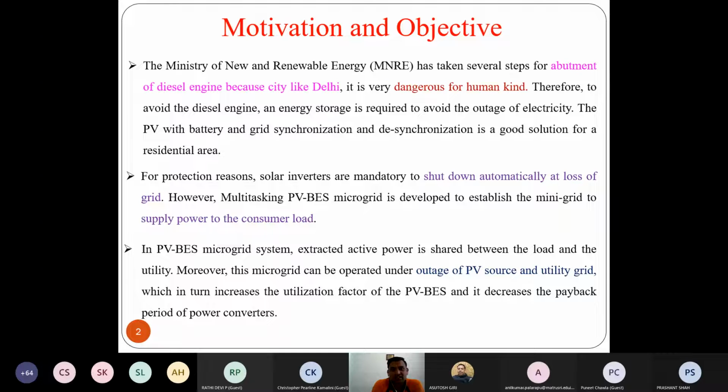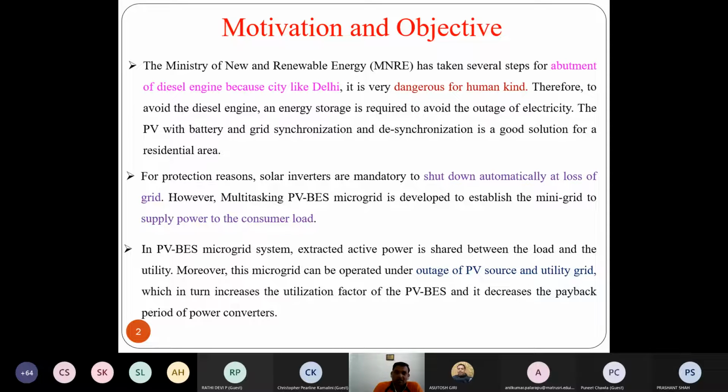So what will happen if 100 houses have switched on their diesel engines? You can assume the pollution level in that particular area. So it is very dangerous for humankind. But what could be the solution if you are avoiding these diesel engines? And another issue is related to diesel. This is a fossil fuel, and the cost of fossil fuel is increasing day by day.